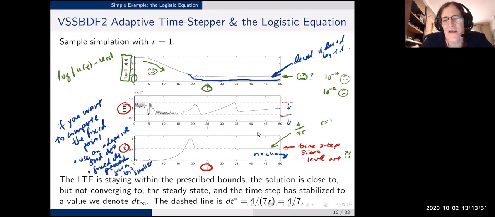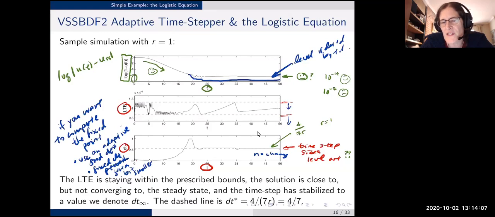Okay. But this is one of the things: if you code with a constant time step size, then you're always like, well, what time step size should I take? Is 0.001 small enough? How about 0.0001?